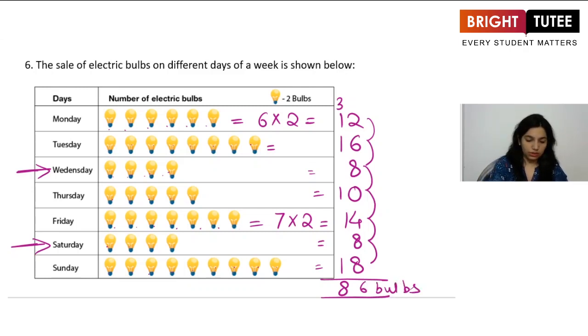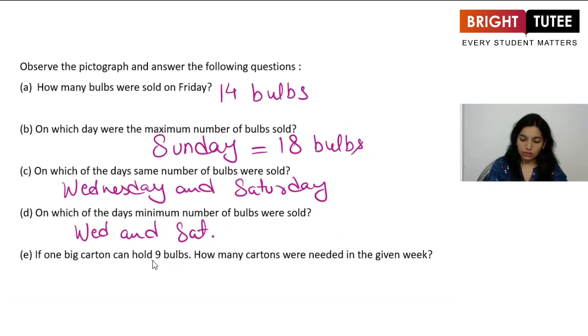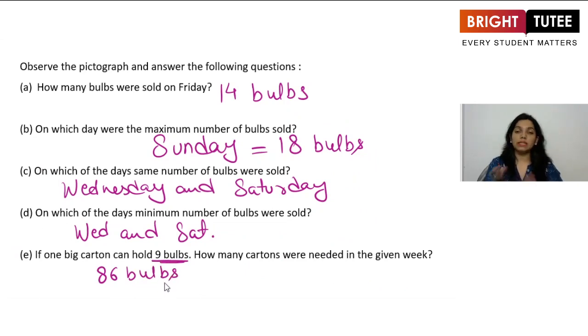So now let's write it here. If one carton can hold 9 bulbs, okay, so there are 86 bulbs. So how many such cartons do we need? Think about your 9 times table. So 9 times 1 is 9, 9 times 2. If you do 9 times 1, that means one carton can hold 9 bulbs. Then you put 2 cartons. 9 more bulbs can go in the second carton. That means in total you are done with 18 bulbs.